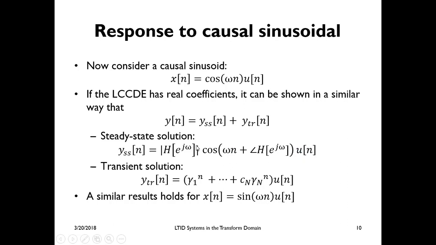but the amplitude is going to be modified by the magnitude of the frequency response evaluated at the frequency of the sinusoid, and the angle of the sinusoid is going to be shifted by the angle of the frequency response, or the phase of the frequency response evaluated at the frequency of the sinusoid. And a similar result will hold if we use as our input signal x of n is equal to sine(omega n) times u of n.